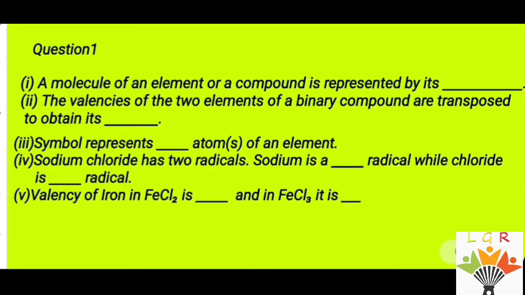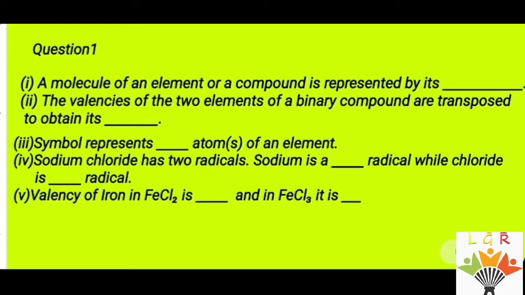The first question is based on the fill in the blanks. Question number 1: A molecule of an element or a compound is represented by its formula. The valency of two elements of a binary compound are transferred to obtain its formula. Symbol represents dash atoms of an element. Symbol represents gram atoms of an element. Sodium chloride has two radicals. Sodium is dash radical while chloride is a dash radical.